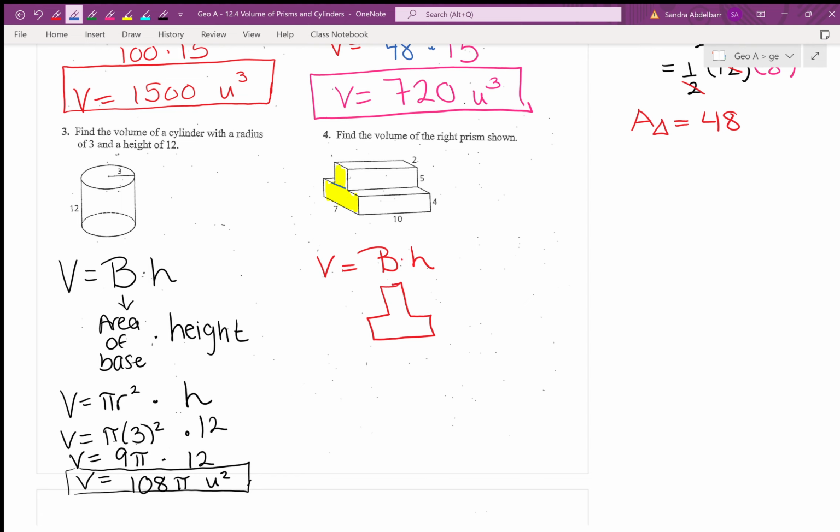All right, do we agree that the base of the bottom rectangle is 7? What's the height of the bottom rectangle? 4. So the bottom rectangle has an area of 28, right? Now let's go to the top rectangle. Aren't opposite sides congruent? So if this is 2, this is also 2. And then since the opposite sides are congruent, if this is 5, this is also 5. So that top rectangle has an area of 10.